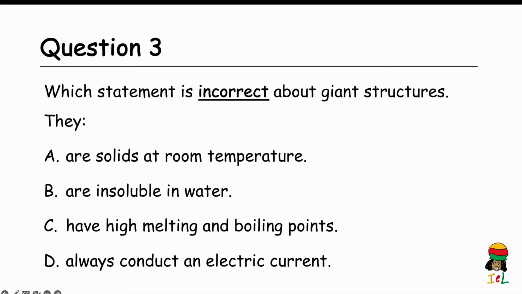Question 3. Which statement is incorrect about giant structures? They, A, are solids at room temperature. B, they are insoluble in water. C, they have high melting and boiling points. D, they always conduct an electric current. The answer is D. That statement is incorrect because giant structures do not always conduct an electric current.